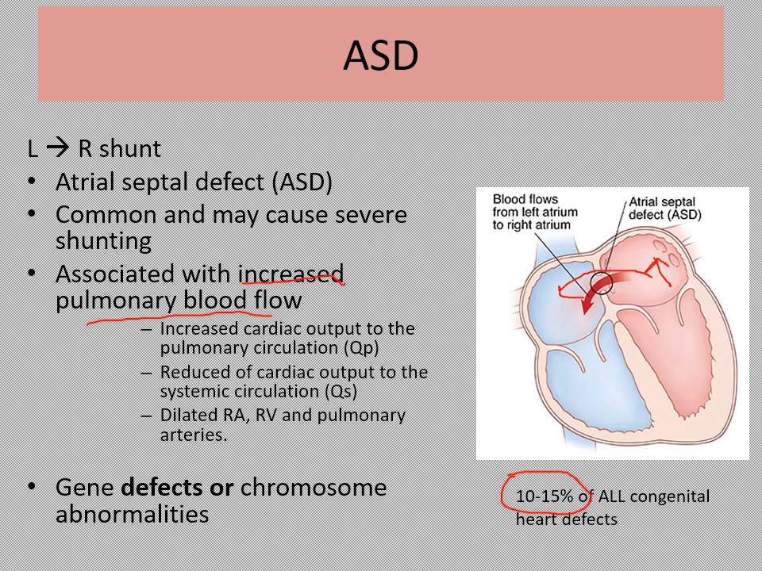Okay, so the right atrium and the right ventricle will be dilated because a lot of blood flows from the left atrium going to the right side of the heart. Okay, mainly caused by gene defects or chromosome abnormalities.